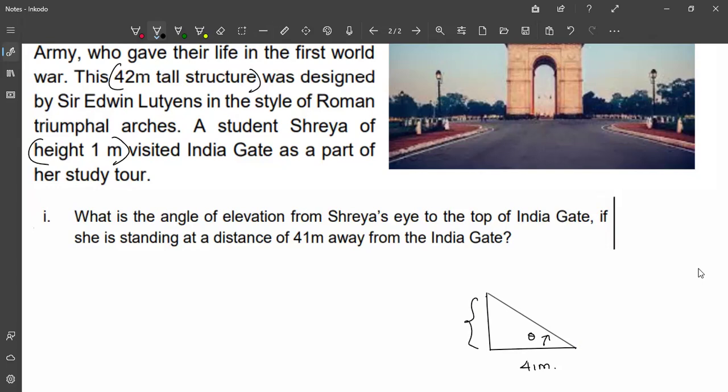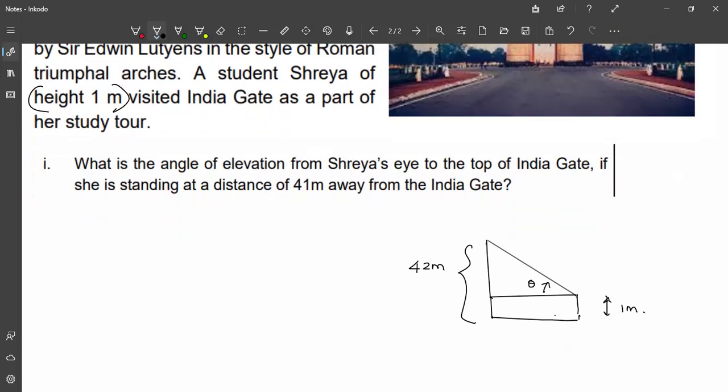So here the height of this structure is 42 meters. And moreover, she's observing it from a height of 1 meter. She's 1 meter tall, which means we have to include that also in the question. So this whole height would be 42 meters, and the small part represents Shreya's height, which is 1 meter. If you take away the height of 1 meter, this portion is 41 meters. So this becomes 41. I'm going to name the triangle as A, B, and C.